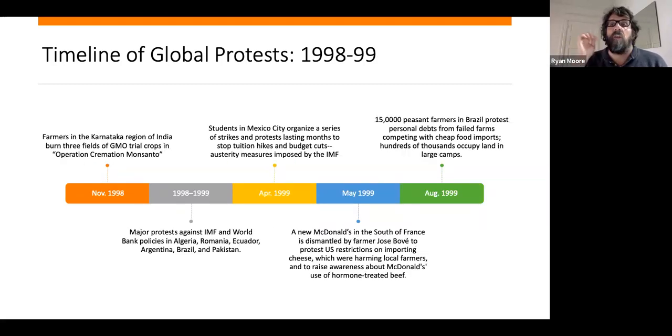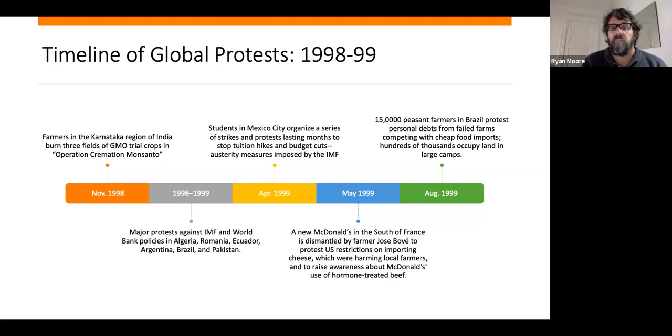So again, these movements among farmers and people who are vulnerable to losing their land and vulnerable to competition from global food imports and things like that, they began to mobilize in India, in Brazil, in the south of France. These movements begin to also coordinate together in the encuentros that the Zapatistas start to hold in 1996.